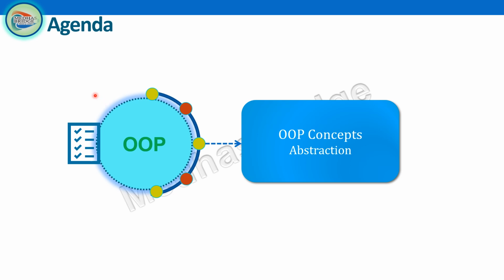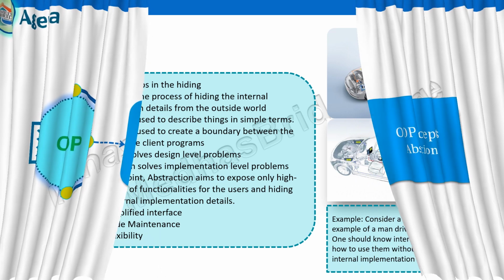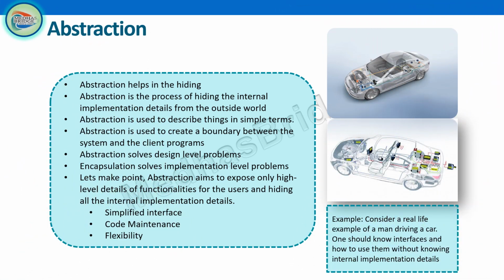In today's agenda, we shall see the concept of abstraction. What is meant by abstraction? Abstraction helps in hiding. Abstraction is a process of hiding the internal implementation details from the outside world. Abstraction is used to describe things in simple terms. Abstraction is used to create a boundary between a system and client programs.